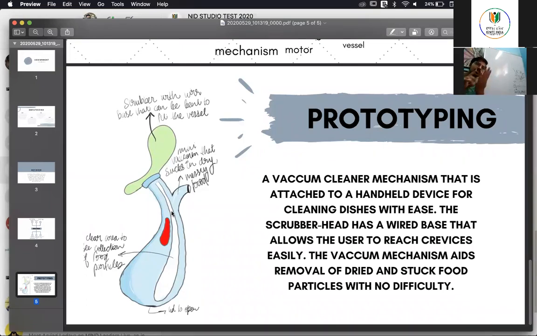After getting the idea, you need to check these four things: feasibility, viability, practicality, and cost also comes in. You need to ask, is it feasible, is it viable, is it cost effective, is it affordable, and is it practical? These four things you need to ask for every kind of design problem you solve.